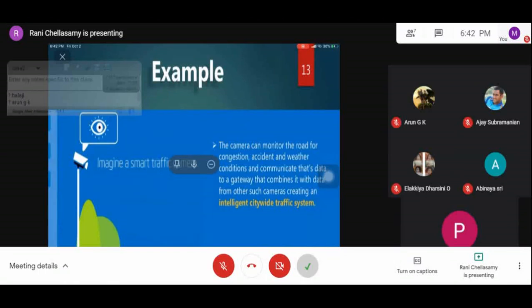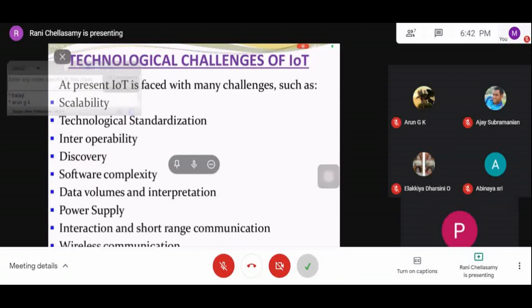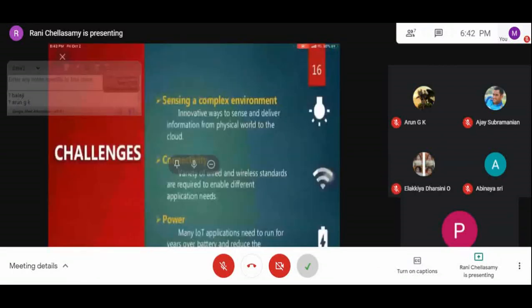Okay, and some of the technological challenges of IoT are listed here. They are scalability, technological standardization, interoperability, discovery, software complexity, data volumes and interpretation, power supply, interaction, short range communication, wireless communication, and fault tolerance. The major challenges: you have sensing a complex environment. There are innovative ways to sense and deliver information from the physical world to the cloud. That is a very challenging one. So storing all the information you are gathering onto the cloud is a challenging one.